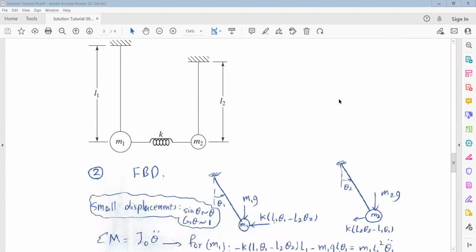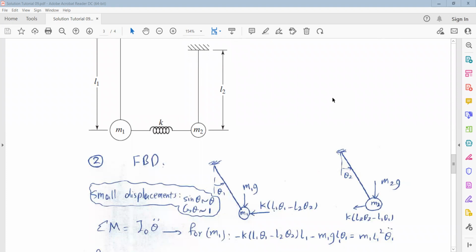Similar to the previous example, to write the equation of motion, we can use Newton's second law. We should plot the free body diagram. As you can see, this is for mass M1 and for mass M2. And then we can write the moment equation about the rotation point. So here, this is the fixed point of rotation. We assume that we have a small displacement or a small theta, so sine theta is approximately equal to theta, and cosine theta is approximately equal to 1.